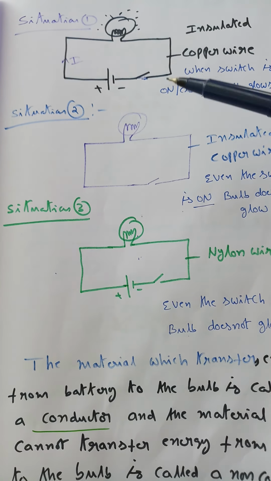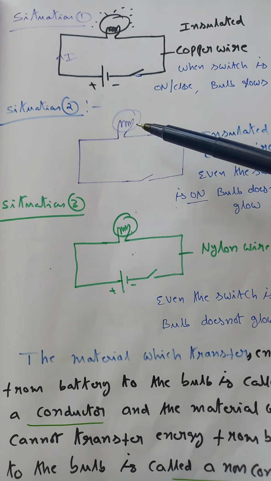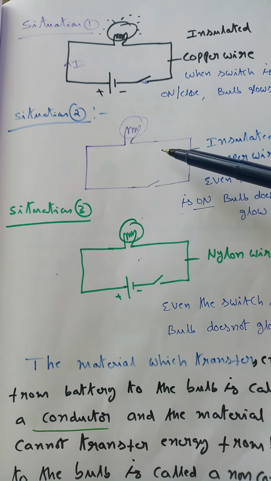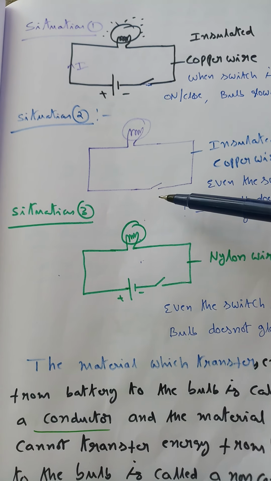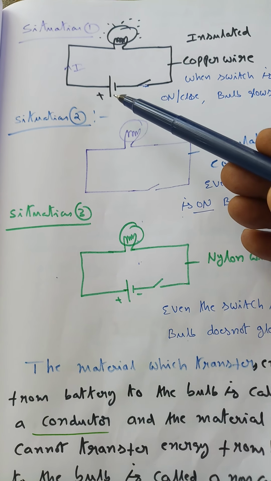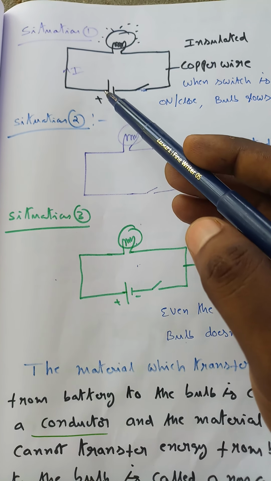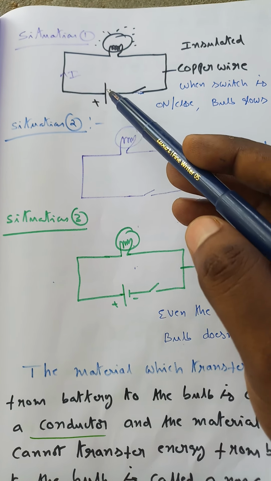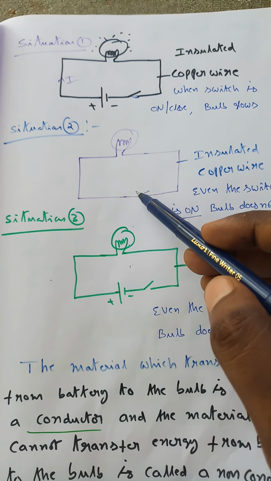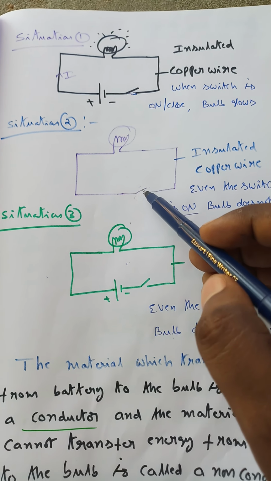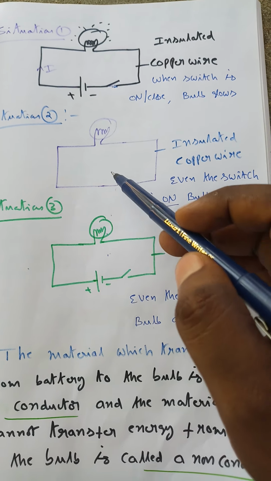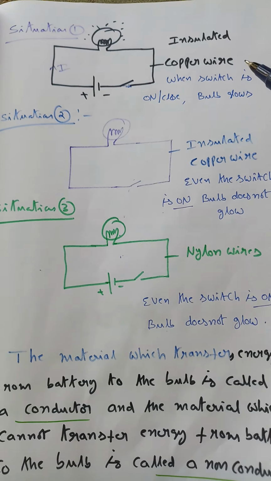Now see here in the situation 2. In the situation 2, we are using the same electric bulb and the same copper wire and the same switch. But here we removed the battery and connected the two ends of the wire together. Okay. So here the circuit is now on the switch. On the switch means closing the circuit. Okay. But you can't observe any glow of a bulb.